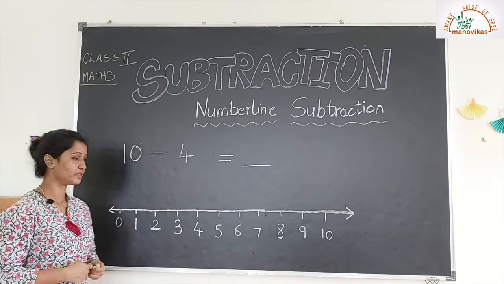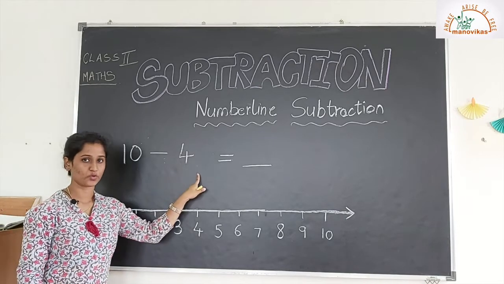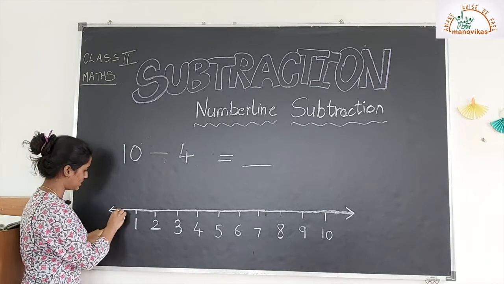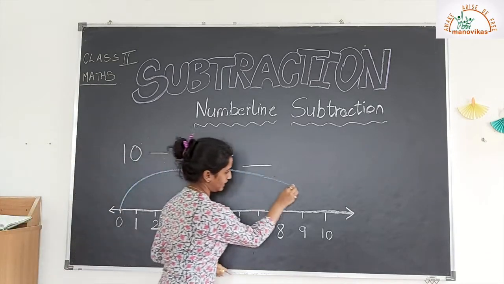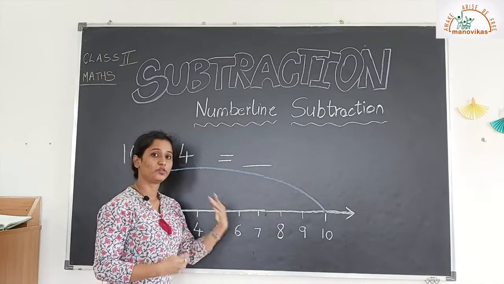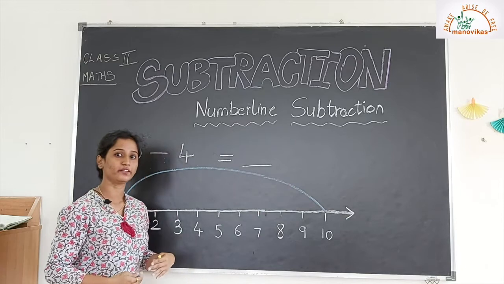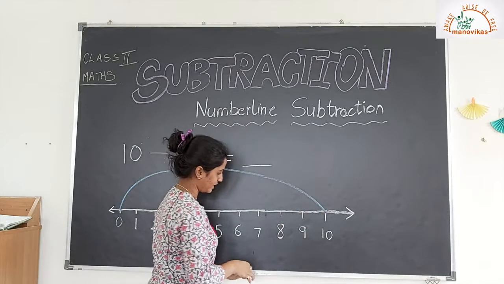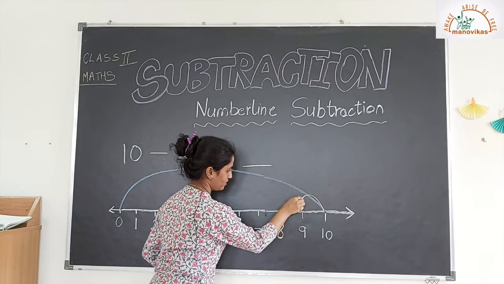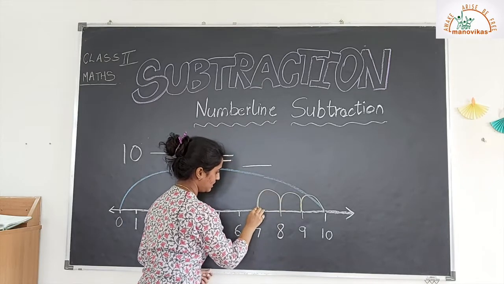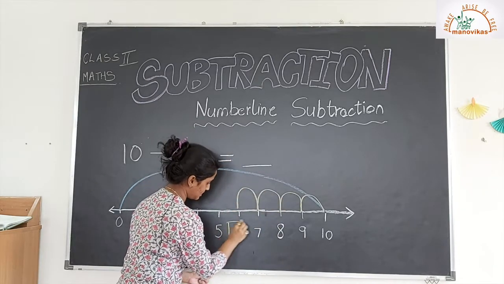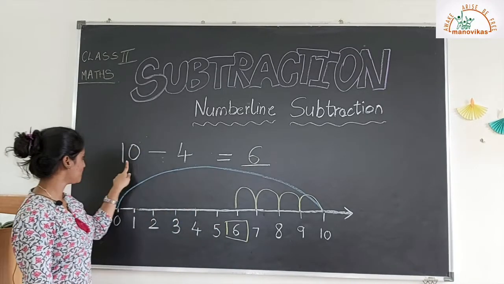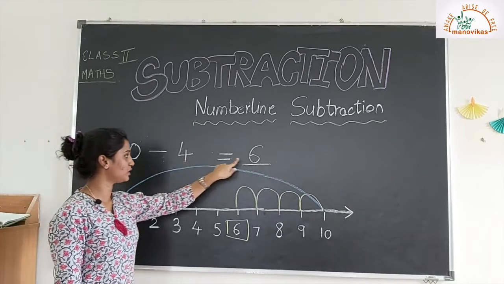I have another example, that is 10 minus 4. So we have to take out 4 from 10. So we begin with a 0. So from 0 we jump directly to 10. Now do we need to hop forward or backward? Backward, correct. So we need to jump 4 times. So jump 4 times. 1, 2, 3 and 4. So what is the answer? 6. Students, we get the answer as 6. So we say that 10 minus 4 is equal to 6.